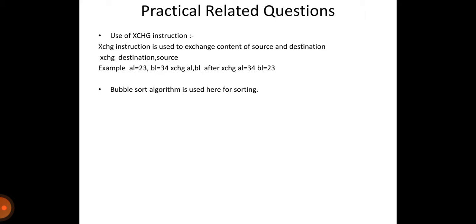Practical related question. Which instruction is used to exchange content with each other, or what is the use of the exchange instruction? The exchange instruction is used to exchange the content of source with destination. One example I have written: AL is 23, BL is 34, and after the exchange instruction XCHG AL comma BL, AL will be 34 and BL will be 23. Which sorting algorithm do we use here to sort the given array? The bubble sort algorithm is what we are using to sort the given array.